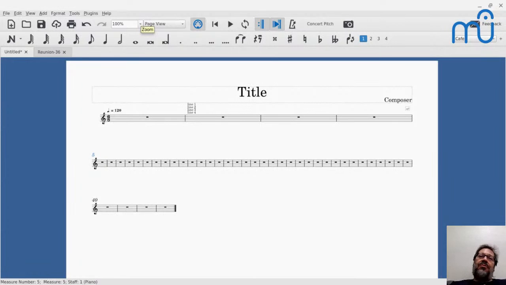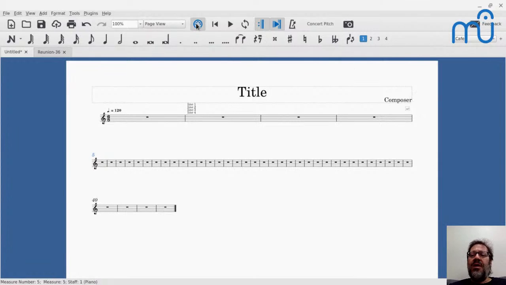On certain systems, depending on the resolution of your monitor and how your operating system treats scaling and high dots per inch monitors, you might come up with a situation where at 100% your page isn't the right size. We do have a command line override that will allow you to tell MuseScore what the actual resolution of your monitor is. And then when you do that, then 100 will actually be life size.